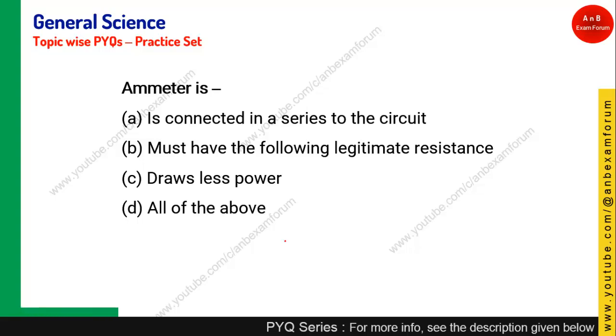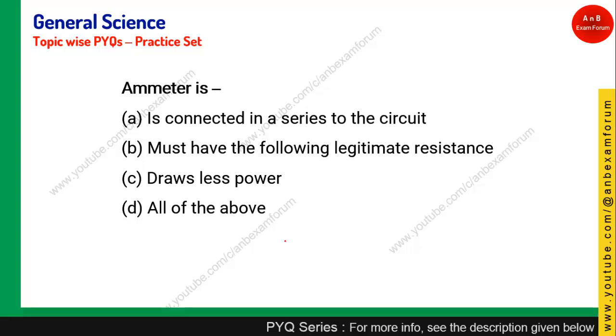Let's see the next question. Ammeter is what? Okay, so this time he is asking the characteristic of the device itself. Ammeter is connected in series to the circuit. Yes, in the electricity chapter we have studied that it must be connected in series, so this is correct. Must have legitimate resistance. Yes, it should have a resistance value. So it is also correct. And the very important one, that it should draw less power so that it gives the value accurately, so it is also correct. So in this case, all of the above is the right answer.